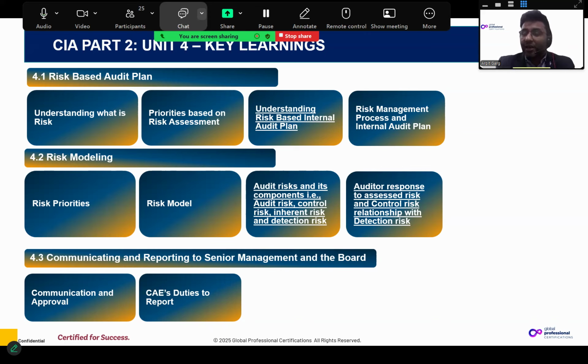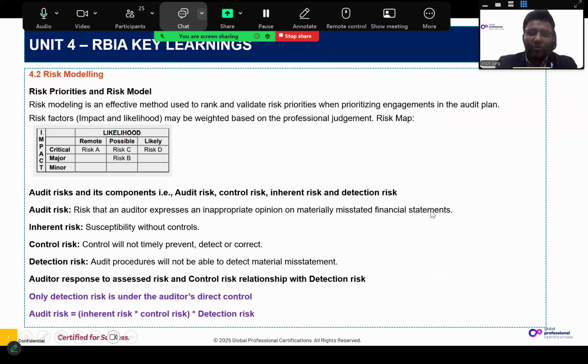Detection risk being high, control risk is low, right? Simple. It's an inverse relationship, right? Clear, everyone? Yes or no? Are we clear with this aspect? This is very, very important for the exam. All right. So now let's go back to this concept, people.